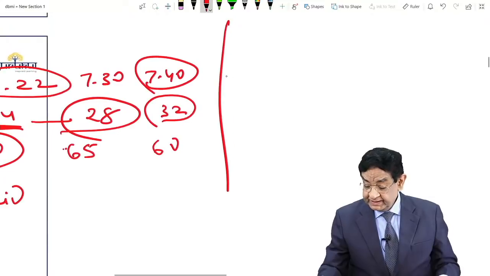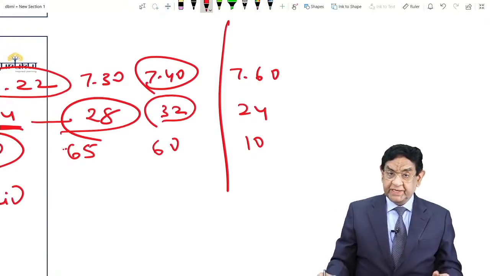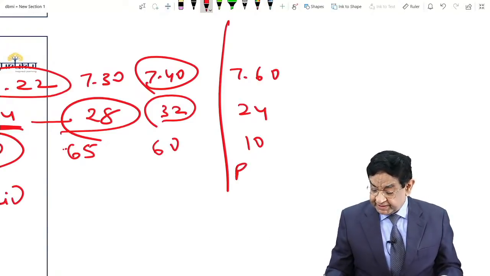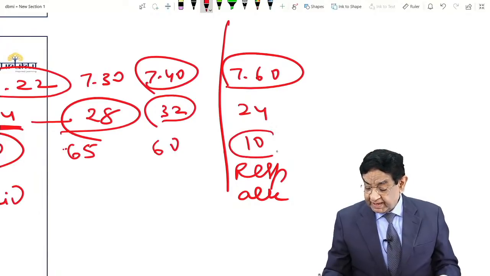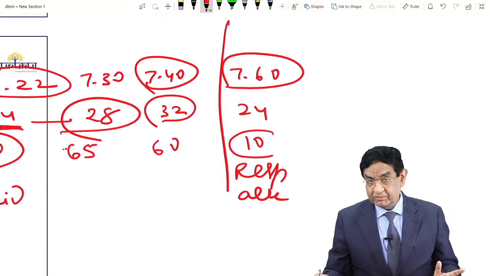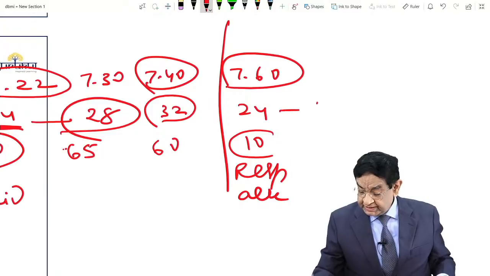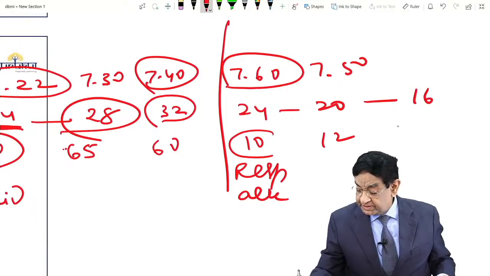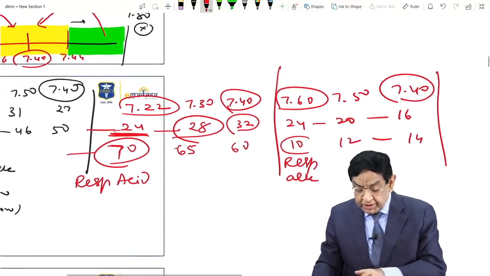And finally, easy to do: 7.60, 24 and 10. Do I need to tell you what case this is? Acute respiratory alkalosis. Why alkalosis? This pH is 7.60 and bicarb is 10. Low bicarb, respiratory alkalosis. Now what will the kidney do? The kidney will try to wash out CO2. This becomes 20, 12, 7.50. This becomes 16 and 14 and 7.40. Fully compensated.